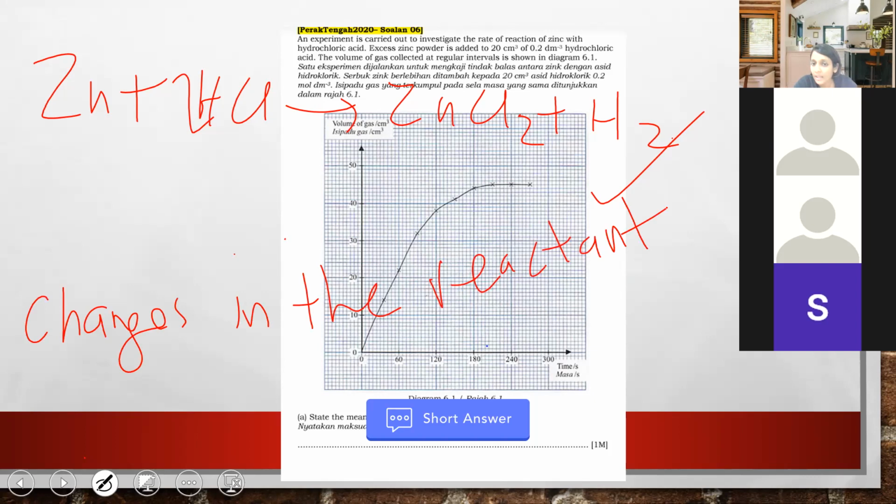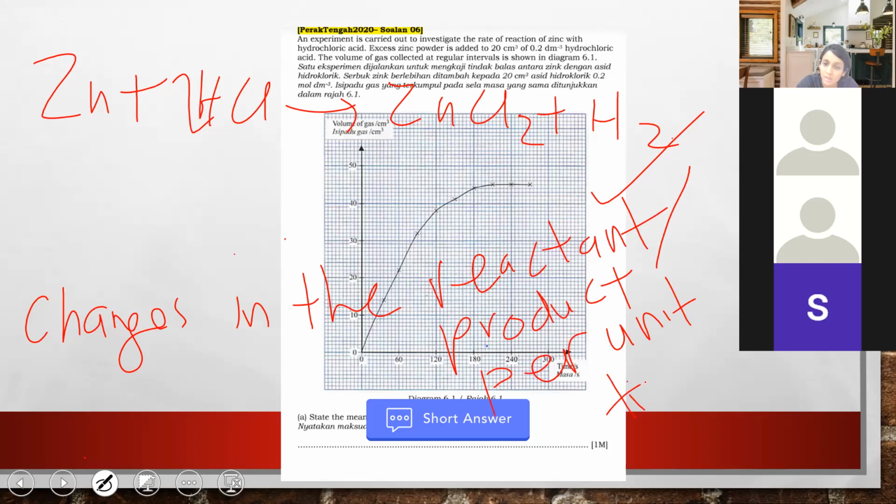Now if you put reactant, in the exam you only put one. Teacher's giving you both here: reactant or product. You have to choose only one. Then, very good, he ended it correctly. Per unit time. If you don't have the words per unit time, you have no marks. Per unit time is highly and very, very important. Okay, are we clear?